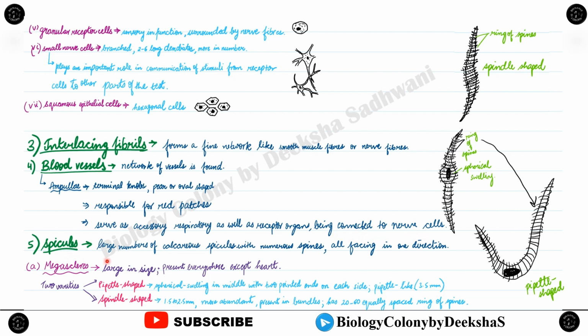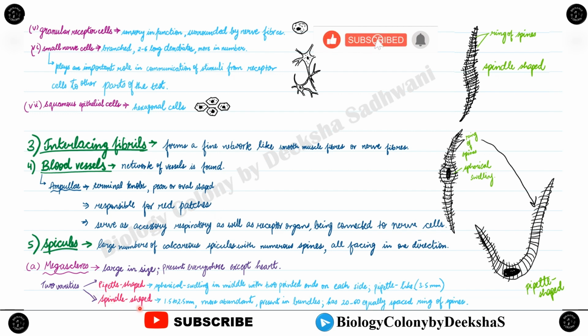Then we have spicules. These are a large number of calcareous spicules with numerous spines all facing in one direction. As you can see in this diagram, these are the type of megascleres. Megascleres are large in size and present everywhere except the heart. They are of two varieties: one is pipette shaped, one is spindle shaped. The pipette shaped one has a spherical swelling in the middle with two pointed ends on each side, and they resemble a pipette that is used in various laboratories.